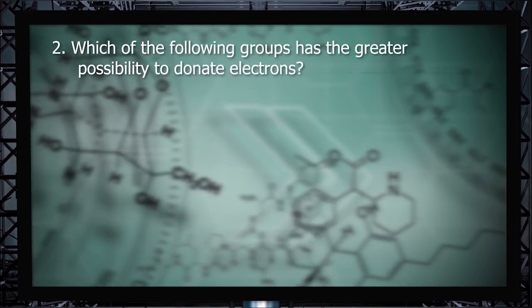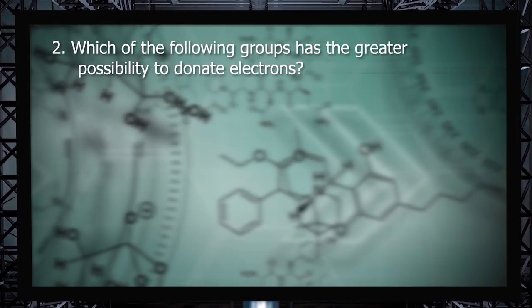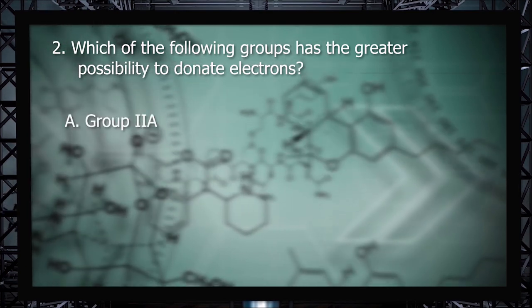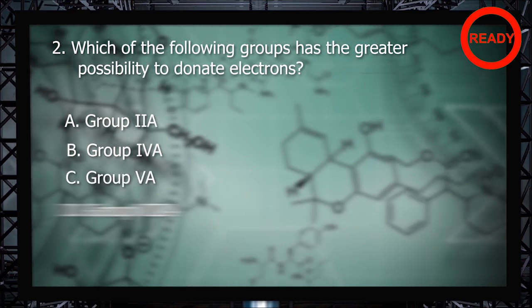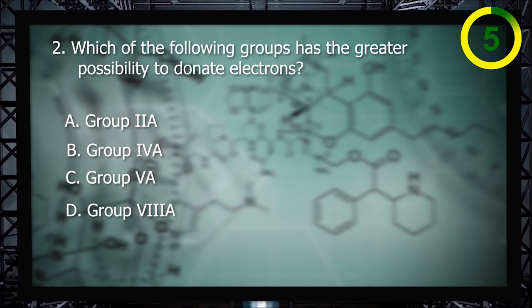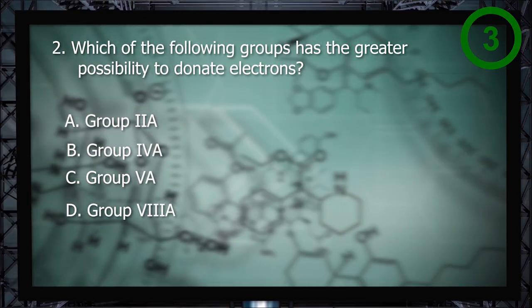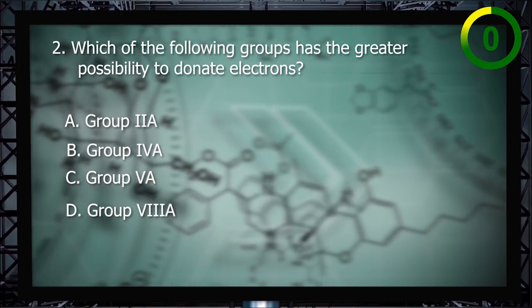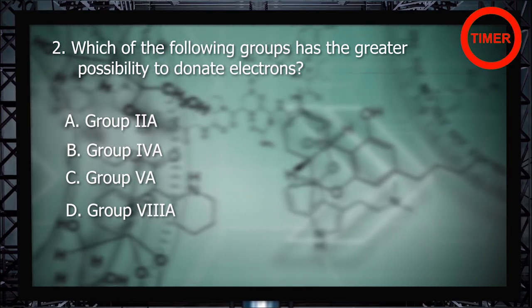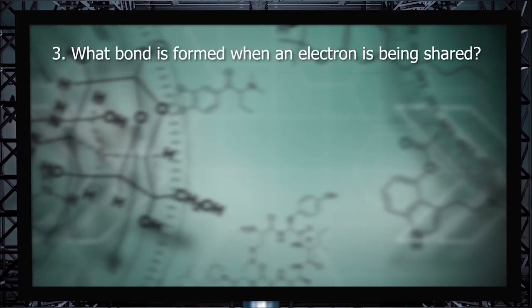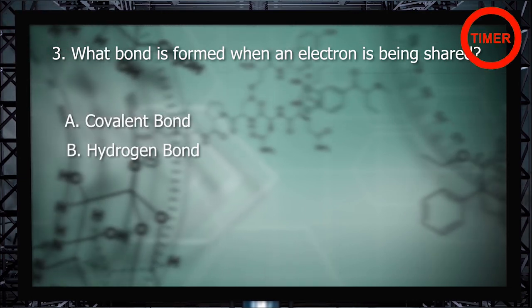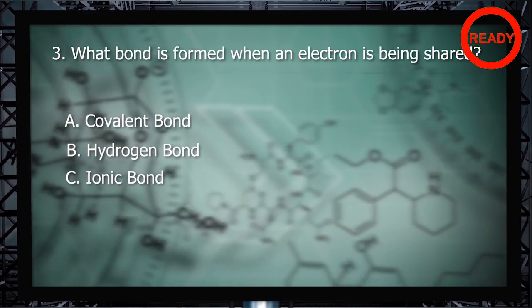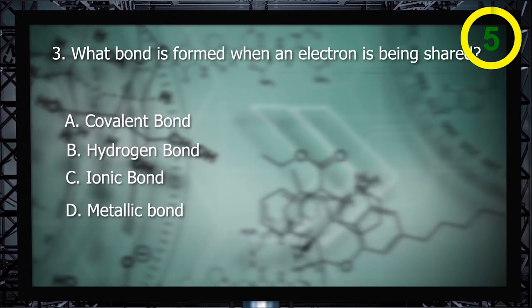Number 2. Which of the following groups has the greater possibility to donate electrons? A. Group 2A. B. Group 4A. C. Group 5A. And D. Group 8A. Number 3. What bond is formed when an electron is being shared? A. Covalent bond. B. Hydrogen bond. C. Ionic bond. And D. Metallic bond.